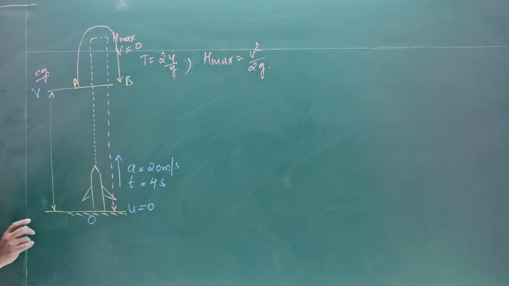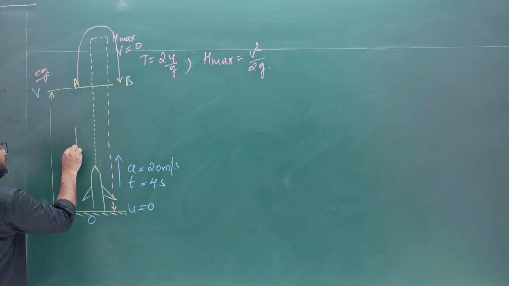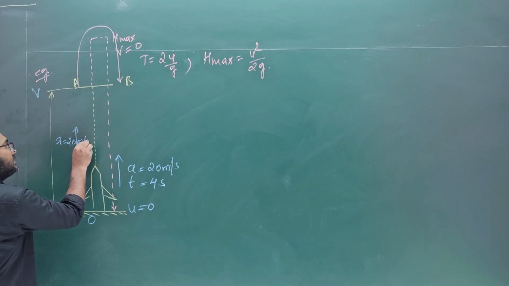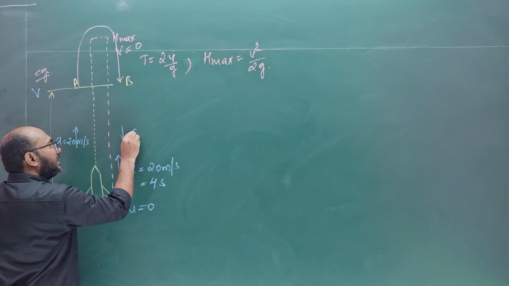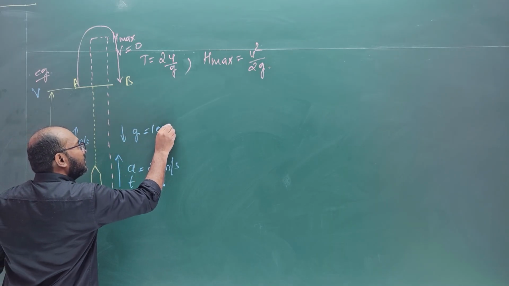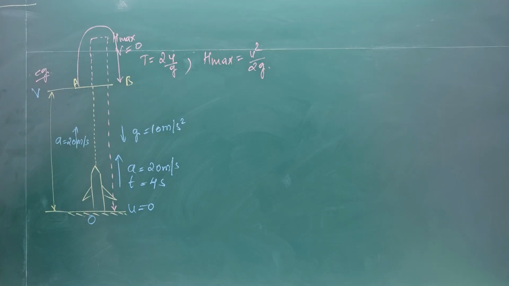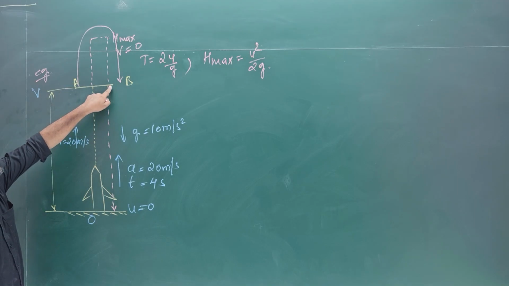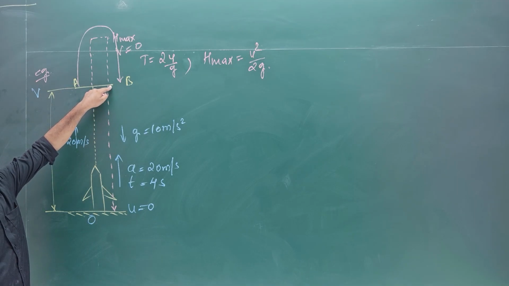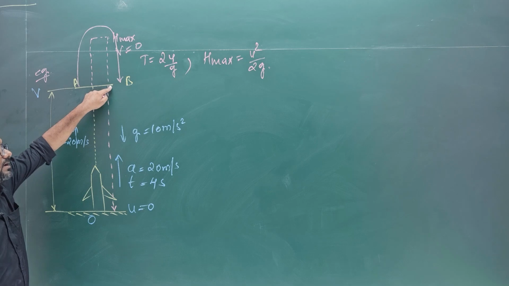No. Yes, the accelerations are different. Very good. So at this point the acceleration is 20 meter per second squared, and while coming in the downward direction, g is 10 meter per second squared. So the accelerations are different, then obviously the values will be different. Whatever the velocity is at A, obviously the velocity at B is also the same. Yes, very good.